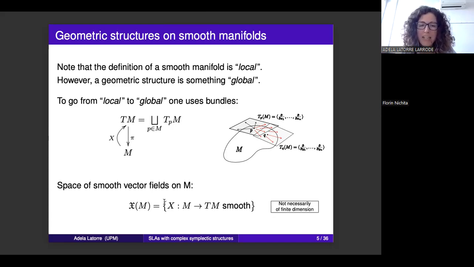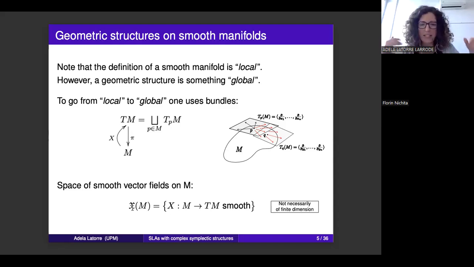And many geometric structures on manifolds are indeed defined on this space of smooth vector fields, which is, let's say, our tool to see our manifold globally. The drawback of it is that its dimension can be infinite. So it can be difficult to deal with.